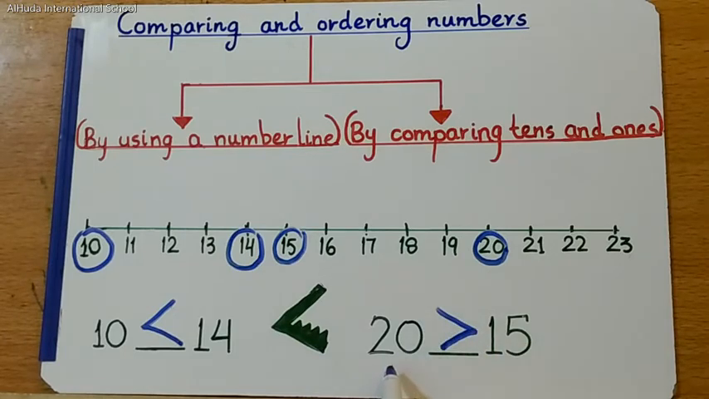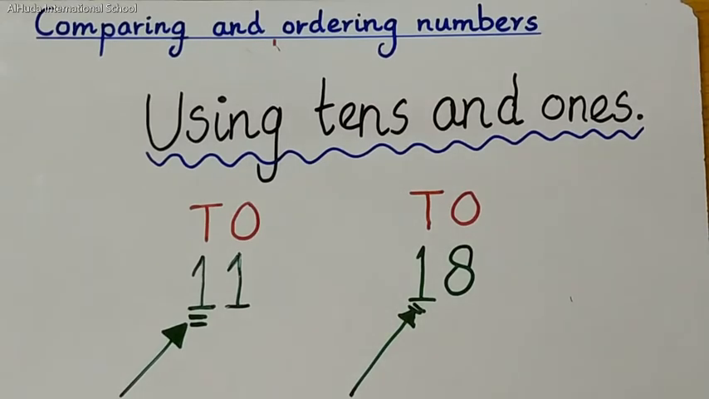Now this means we will read this as 20 is greater than 15, and this will be read as 10 is smaller than 14. Now we are going to compare the numbers using tens and ones.